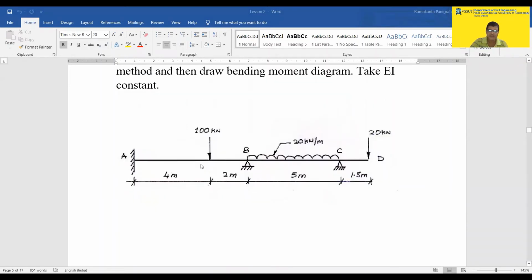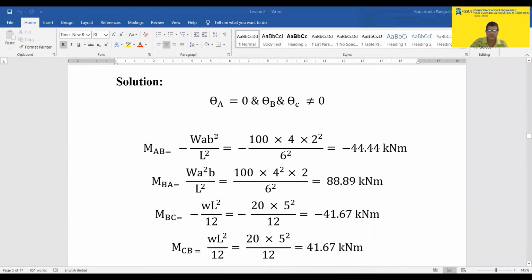Let's see the problem. The same thing has been done. So theta A is 0, theta B and theta C are not 0. Since no support is yielding, you should also write delta is equal to 0, though that is not given. So delta for span AB and span BC is equal to 0. Delta is also 0, so delta will not come.